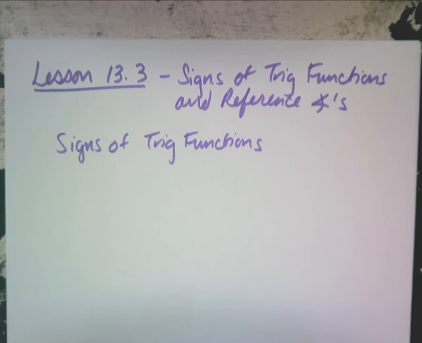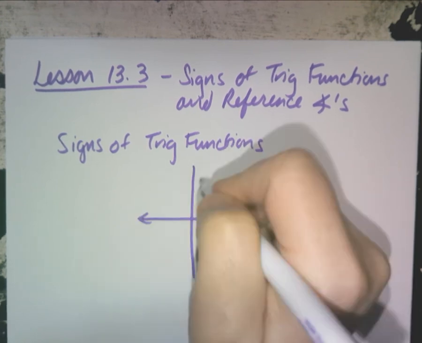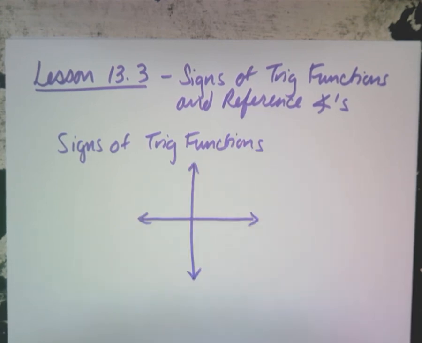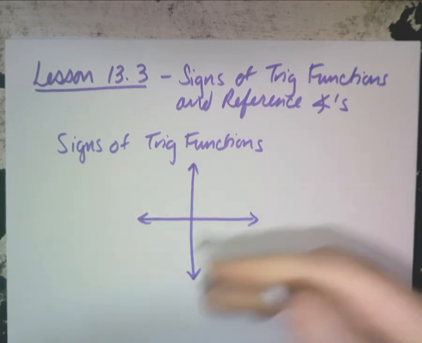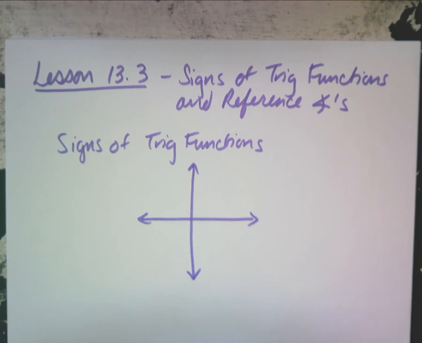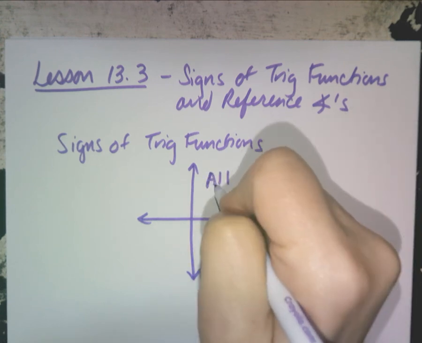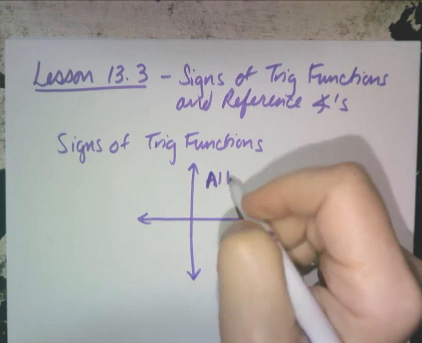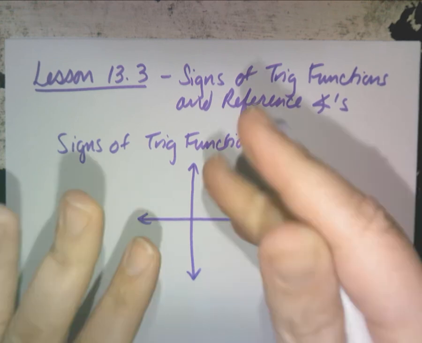So first thing is this understanding of signs in particular quadrants. If I have my coordinate grid, here are my axes. In the first quadrant, if you were to draw your right triangles, all of your trig functions would be positive. We're going to use this mnemonic device, A for all. All of them are positive. Makes sense, they're all in quadrant 1.